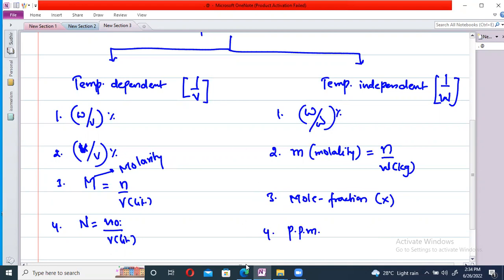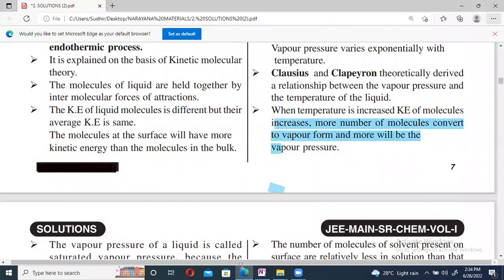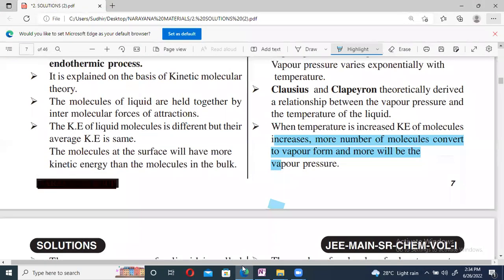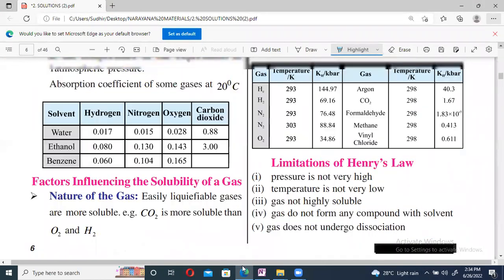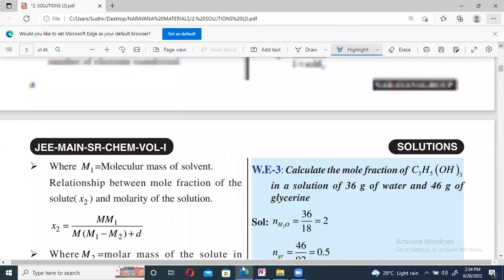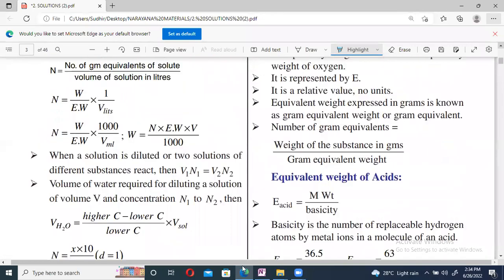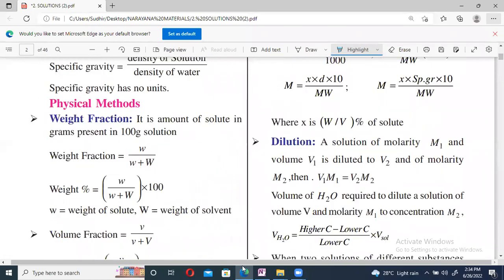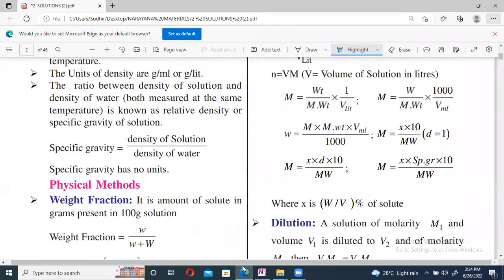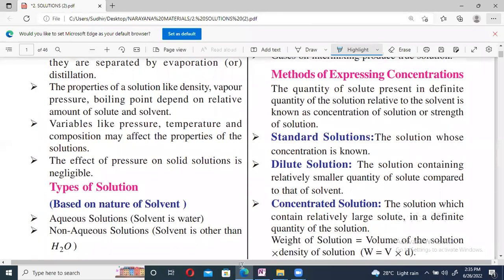All these things we are going to discuss, I want to show you by screen sharing. By screen sharing you can see what the temperature dependent and temperature independent methods are. I will explain it, because writing will take much time, but if I show you on the screen sharing, it will be easy for everyone to understand. Now, here are some physical methods of expressing the concentration of solution.